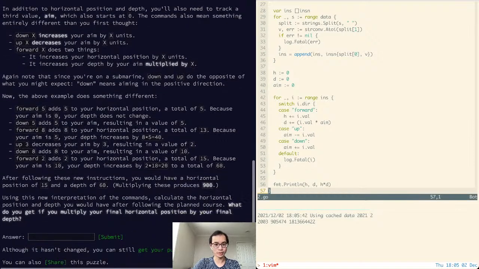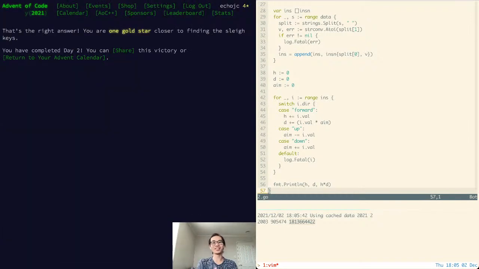Depth of 60, multiplying this produces that. So I think I implemented it as I was reading it. We'll just chuck it in there and see what happens first. It's right, all right. So again, this was a pretty straightforward question of reading the spec of the problem and just implementing it as it described. Nothing more to that.